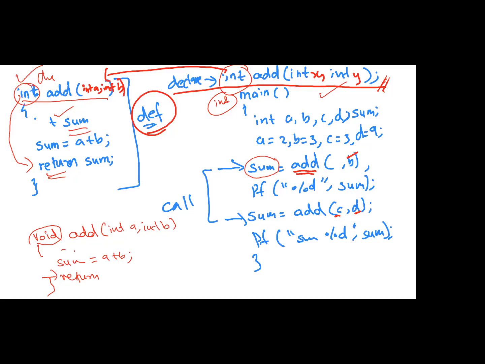Sum is equal to add. If it was void, then you can just call add(a, b) directly. You don't have to store it or call it by some other variable. Don't worry, maybe when we learn more, then you'll understand how to call a function if it returns a value, or how to call a function if it is not returning any value.